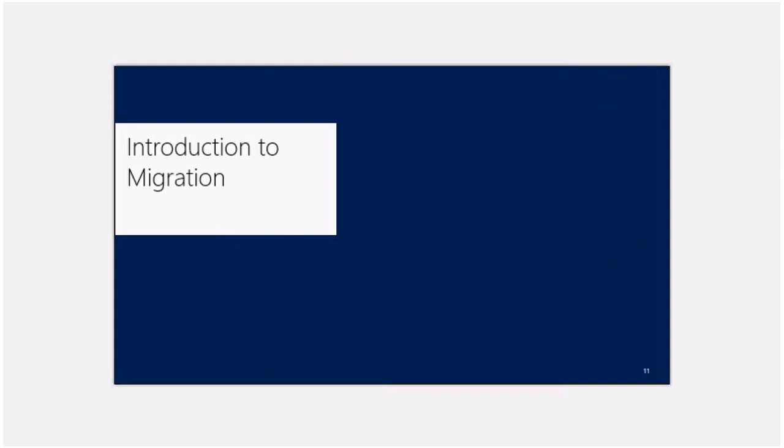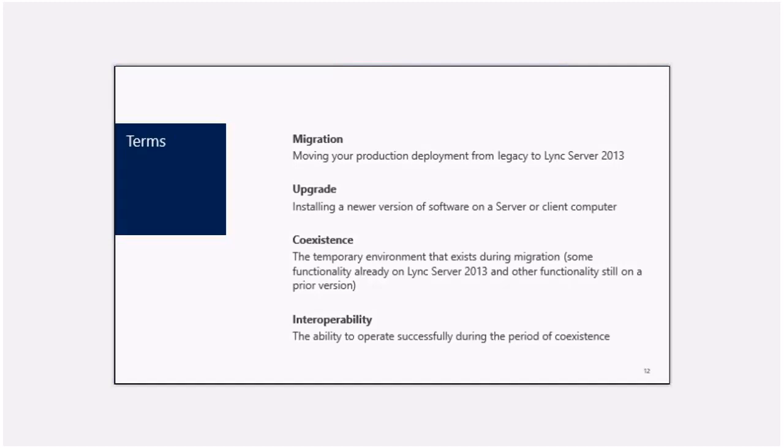Now we want to talk about what's the best way when we're migrating from Lync 2010. What is the process we want to follow so that we give the best experience to our end users? When we're talking migration, there's four main terms that I always like to reference. The first one is a migration. This is actually moving my production deployment from a legacy server to Lync 2013. There's upgrades. This is installing new versions of software on the server or a computer.